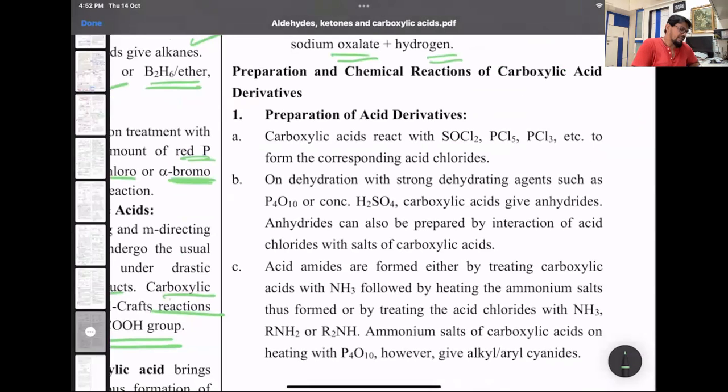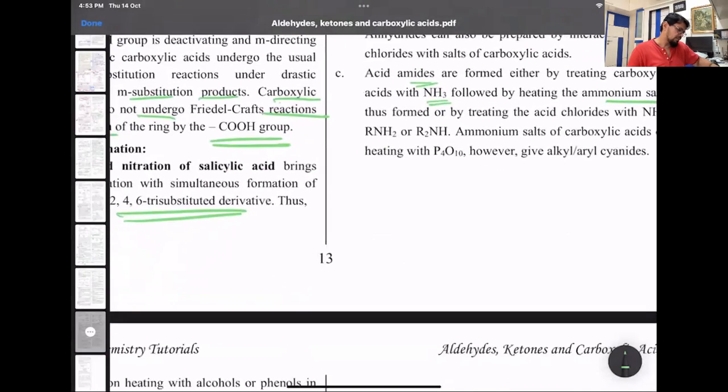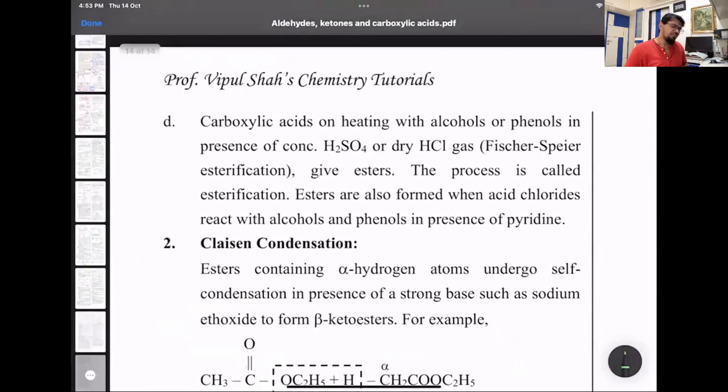Chemical properties with PCl5, PCl3 and SOCl2. It forms acid chlorides. With strong dehydrating agent P4O10 or conc H2SO4 it gives anhydrides. And acid amides are formed by the reaction with ammonia. So ammonia plus acids will form ammonium salts, which on heating give you acid amides, or acid chlorides plus ammonia also give you acid amides. That is one part. Coming to the last part, acids on heating with alcohols or phenols in presence of conc H2SO4 or dry HCl give ester.